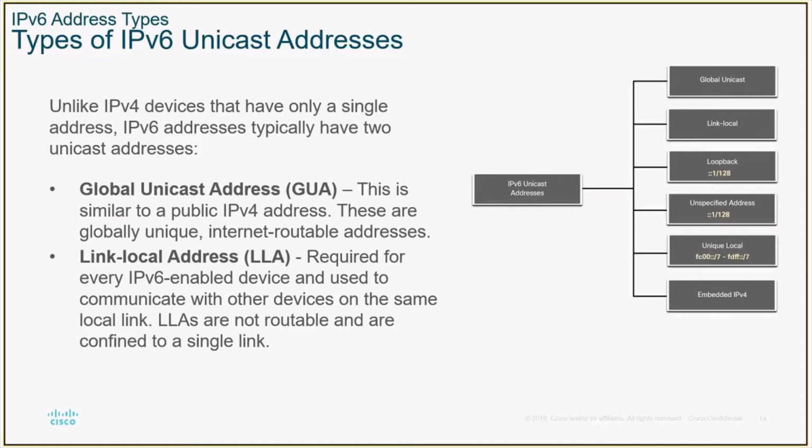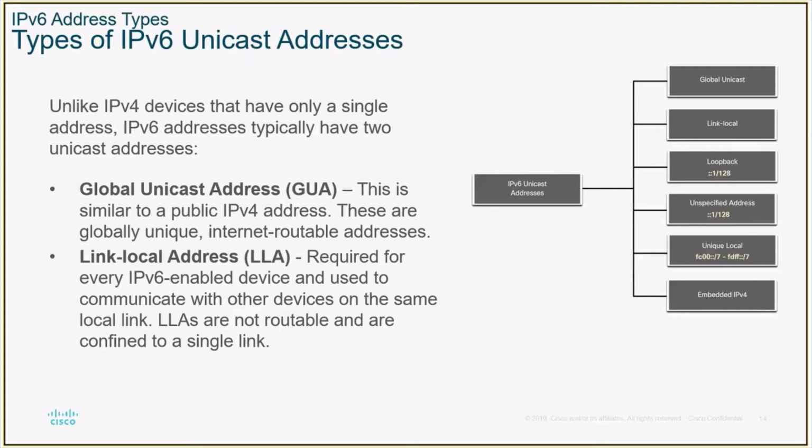Hosts will often also have a link local address, required for every IPv6 enabled device and used to communicate with other devices on the same local link. Link local addresses are not routable and are confined to a single link. If you remember last time we spoke about IPv4 addresses, that 169.254 address that a host can get if it can't find a DHCP server, well, this is mostly equivalent to that. But the difference is that with IPv4 that typically only happens with Windows, and only if there is no DHCP server.